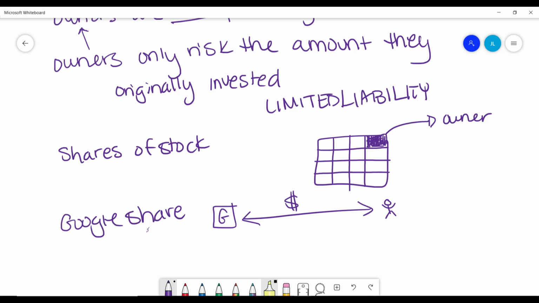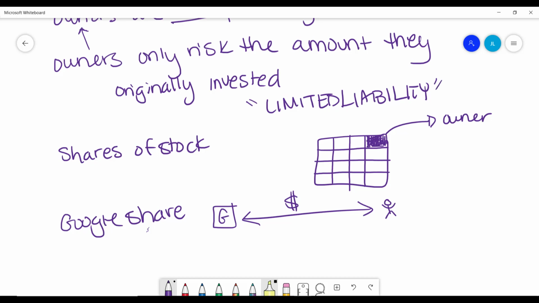So although sole proprietorships are the most common form of business organization, corporations tend to be the most dominant just because of the dollar volume of their business activity. So the nice thing about corporations is limited liability.